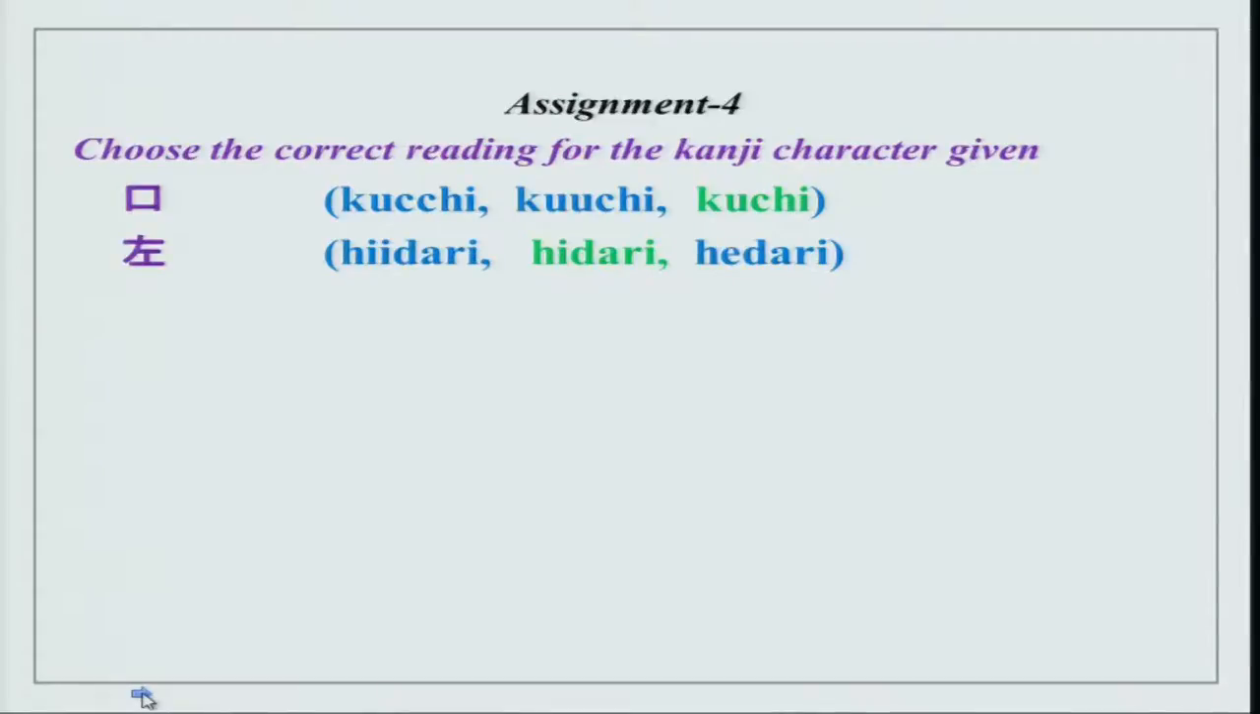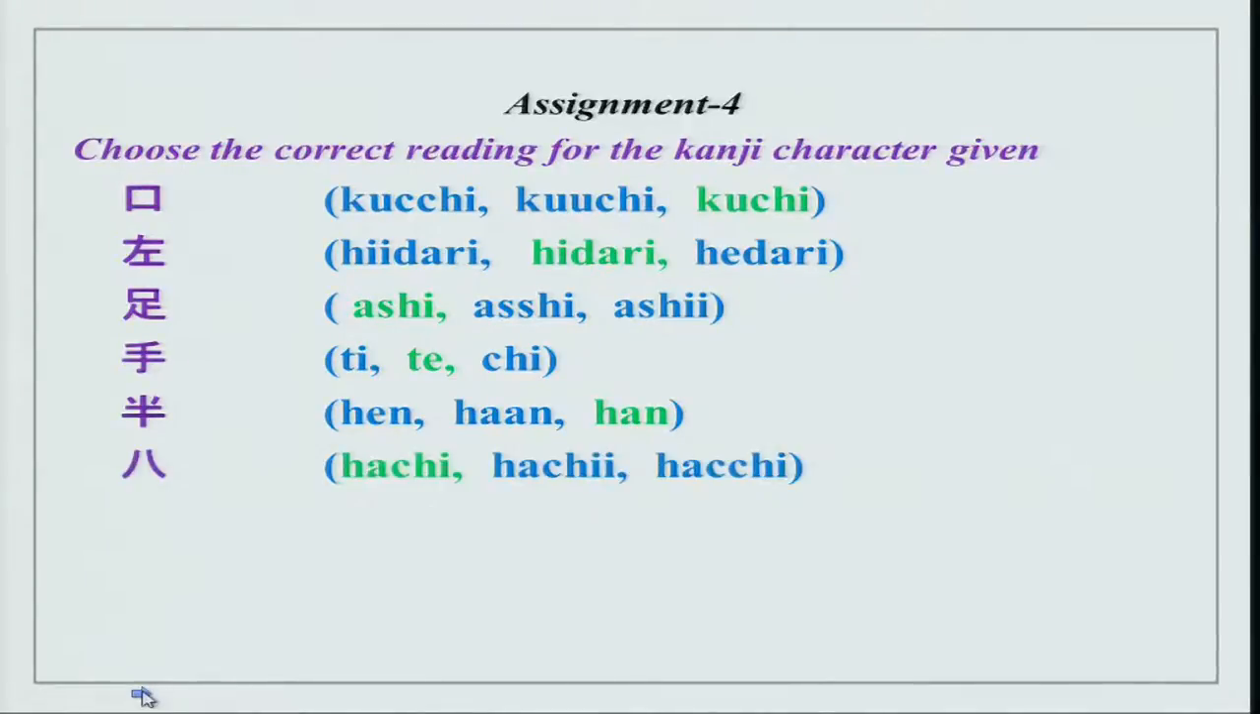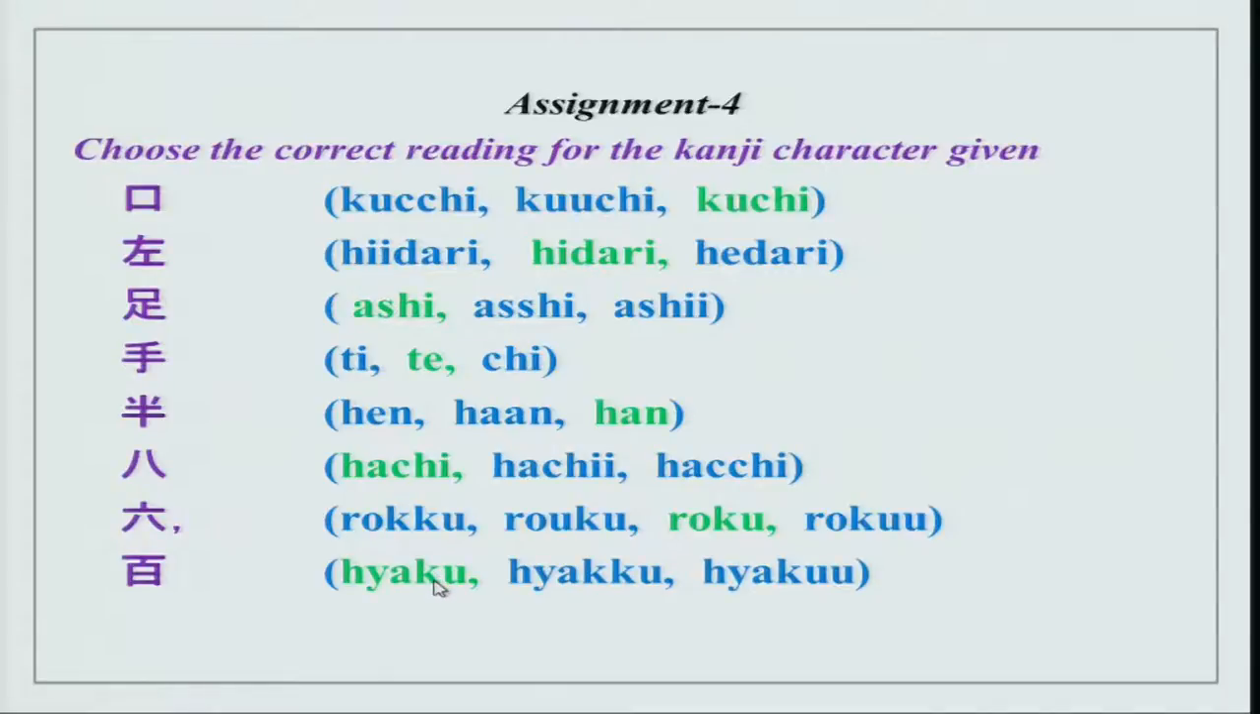Choose the correct reading for the kanji characters given below. We have kuchi in the beginning, so it's all in green, kuchi. It's a normal sound, kuchi. Hidari, hidari. Ashi, ashi. Te. Han. Hachi. Roku. Hyaku.